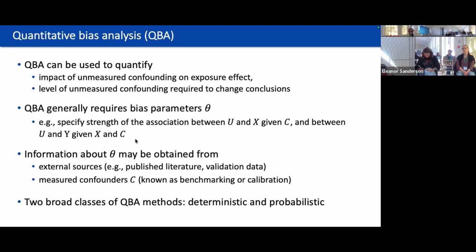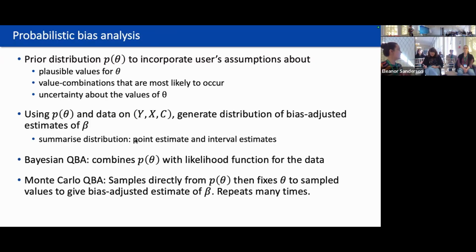Now, there are two broad classes of quantitative bias analysis: deterministic bias analysis and probabilistic bias analysis. In this talk, I'm going to focus on probabilistic bias analysis. A probabilistic bias analysis requires a prior distribution for your bias parameters, and within this we can incorporate our assumptions about the bias parameters. We can specify our plausible values for the bias parameters, value combinations that are most likely to occur, and importantly, our uncertainty about the values of the bias parameters.